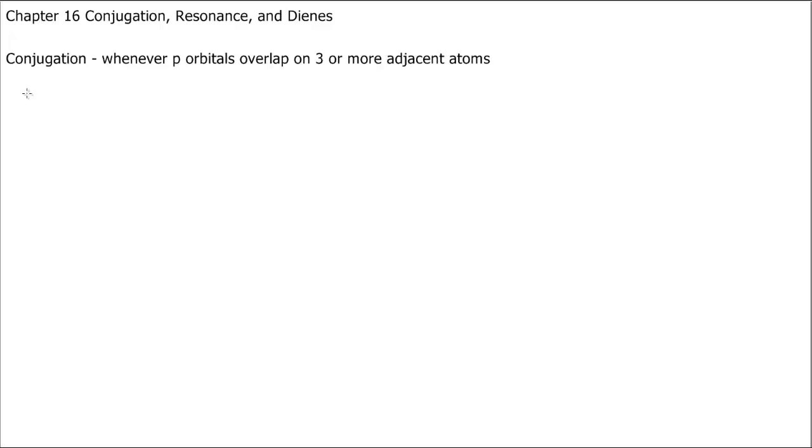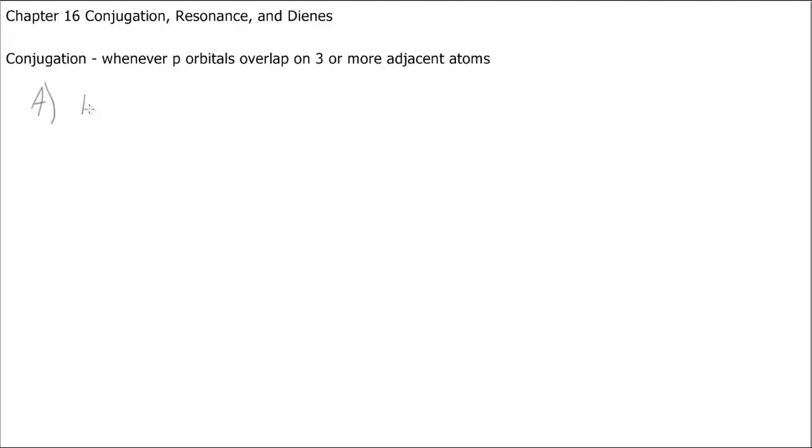Chapter 16 is conjugation, resonance, and dienes. We'll start off with a definition. Conjugation is whenever p orbitals overlap on 3 or more adjacent atoms. So we're going to look at some examples of conjugation, what you might be seeing.